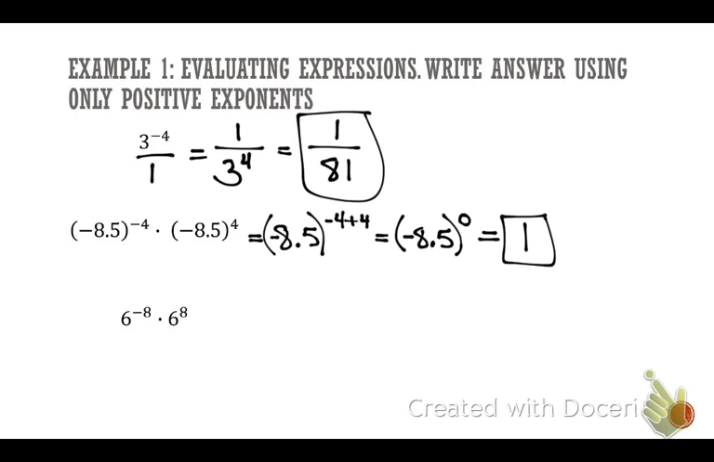Okay? So product of powers can be your best friend, for sure, if you can recognize the same base. If they were different bases, you're stuck with it. You've got to do the multiplication. But that's where product of powers really can help you. Go ahead and solve the last one now: 6 to the negative 8 times 6 to the 8th power.